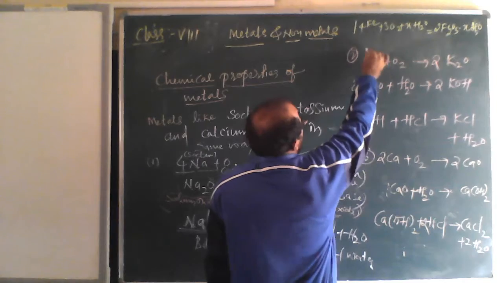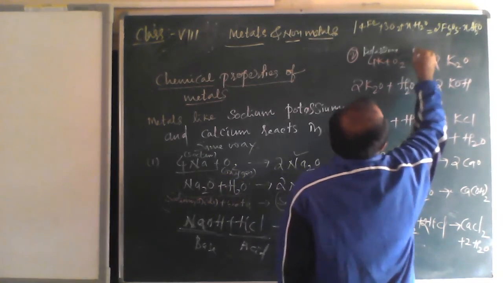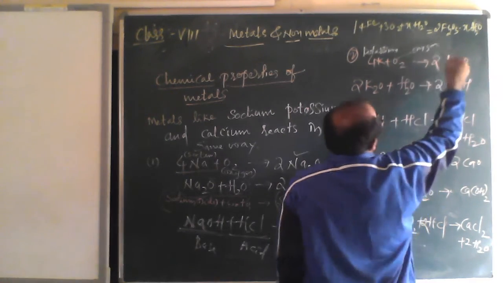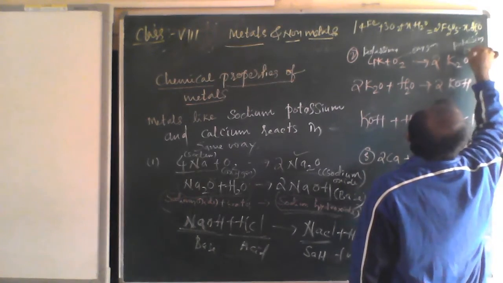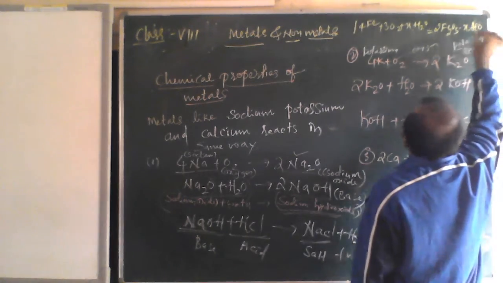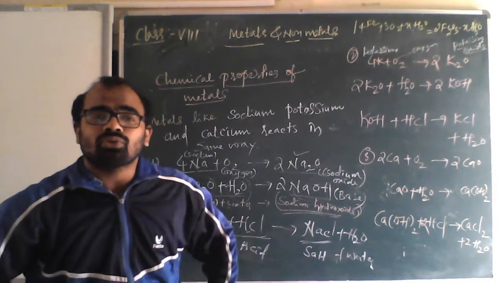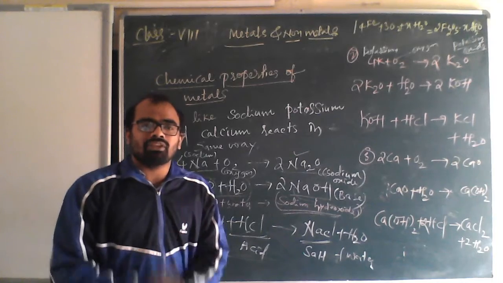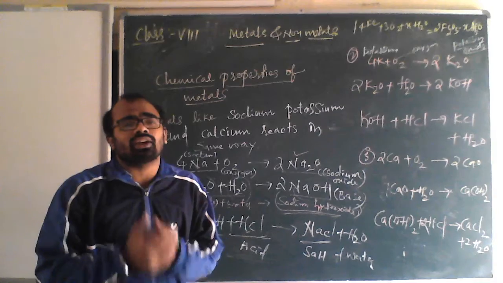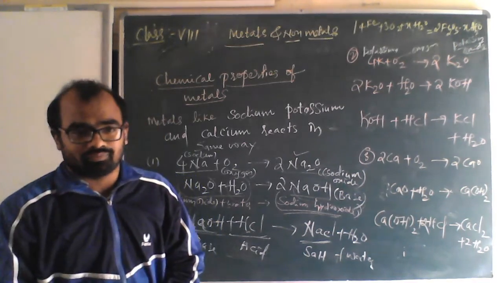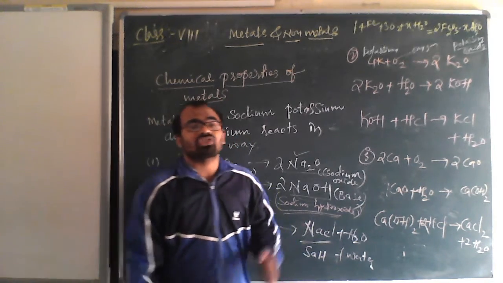This is potassium. Potassium reacts with oxygen to form what? Potassium oxide. This is called potassium oxide. So you have to remember this. Potassium is reacting to form potassium oxide. With which element is it reacting? With oxygen. Potassium is reacting with oxygen to form potassium oxide.